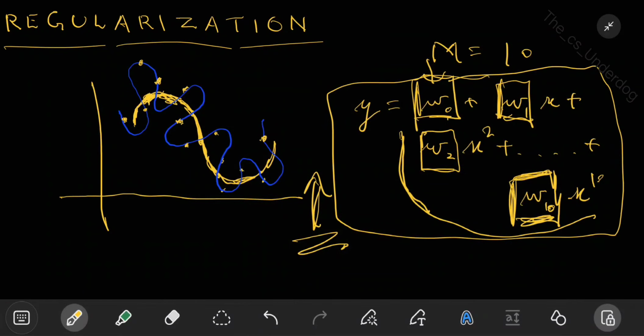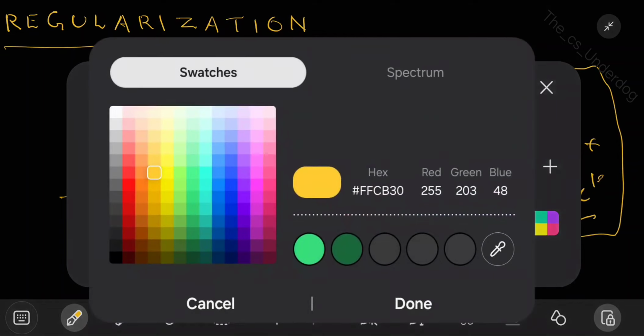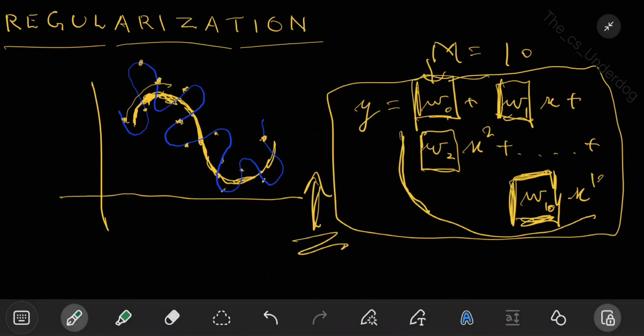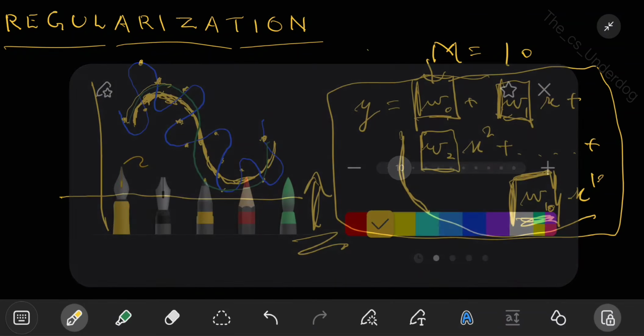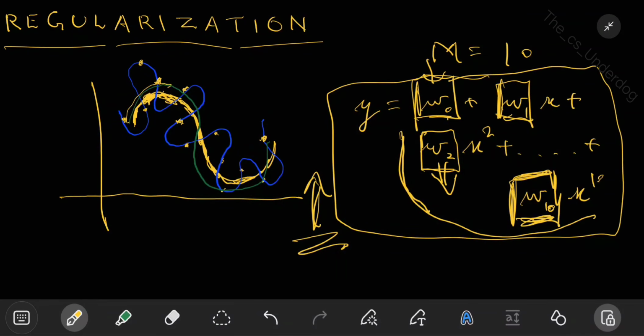See, instead of this, your curve should be something like, let's say, I didn't choose the green color. Let's say I chose this. And instead of this blue curve, your curve would come to something like this, which is the ideal scenario. It would be a close approximation of the yellow line. So to make this happen, you have to limit the values of W. You want to ask W to take smaller values.